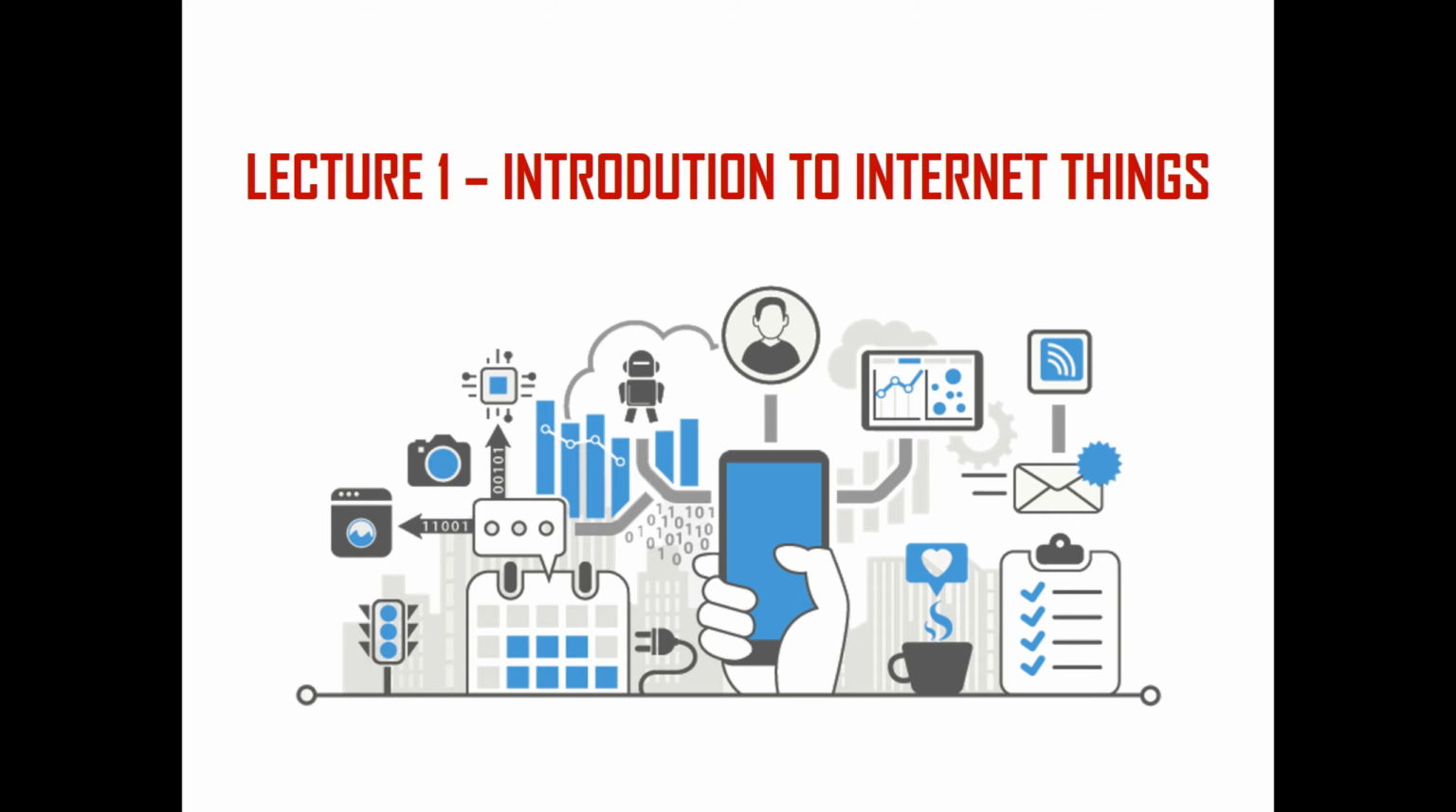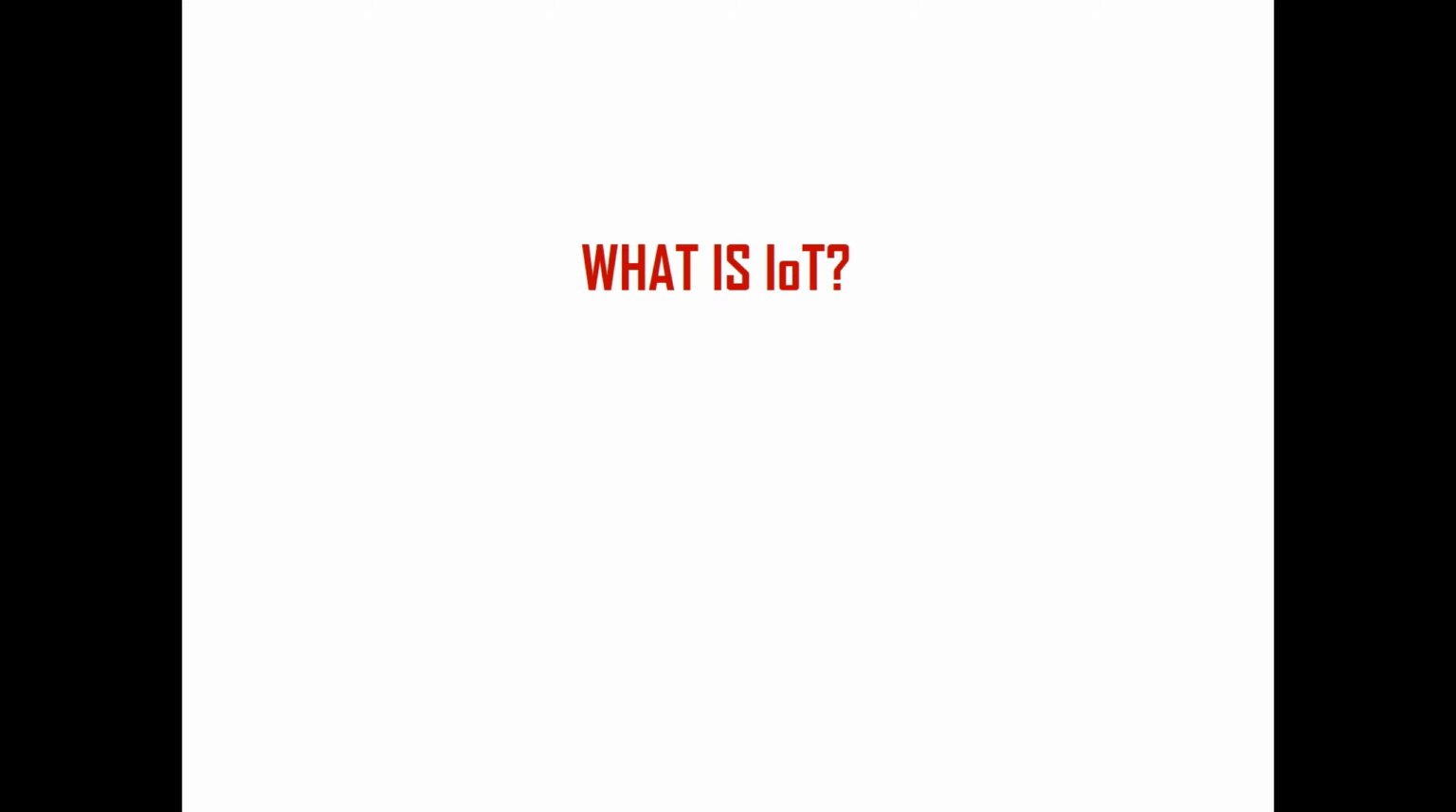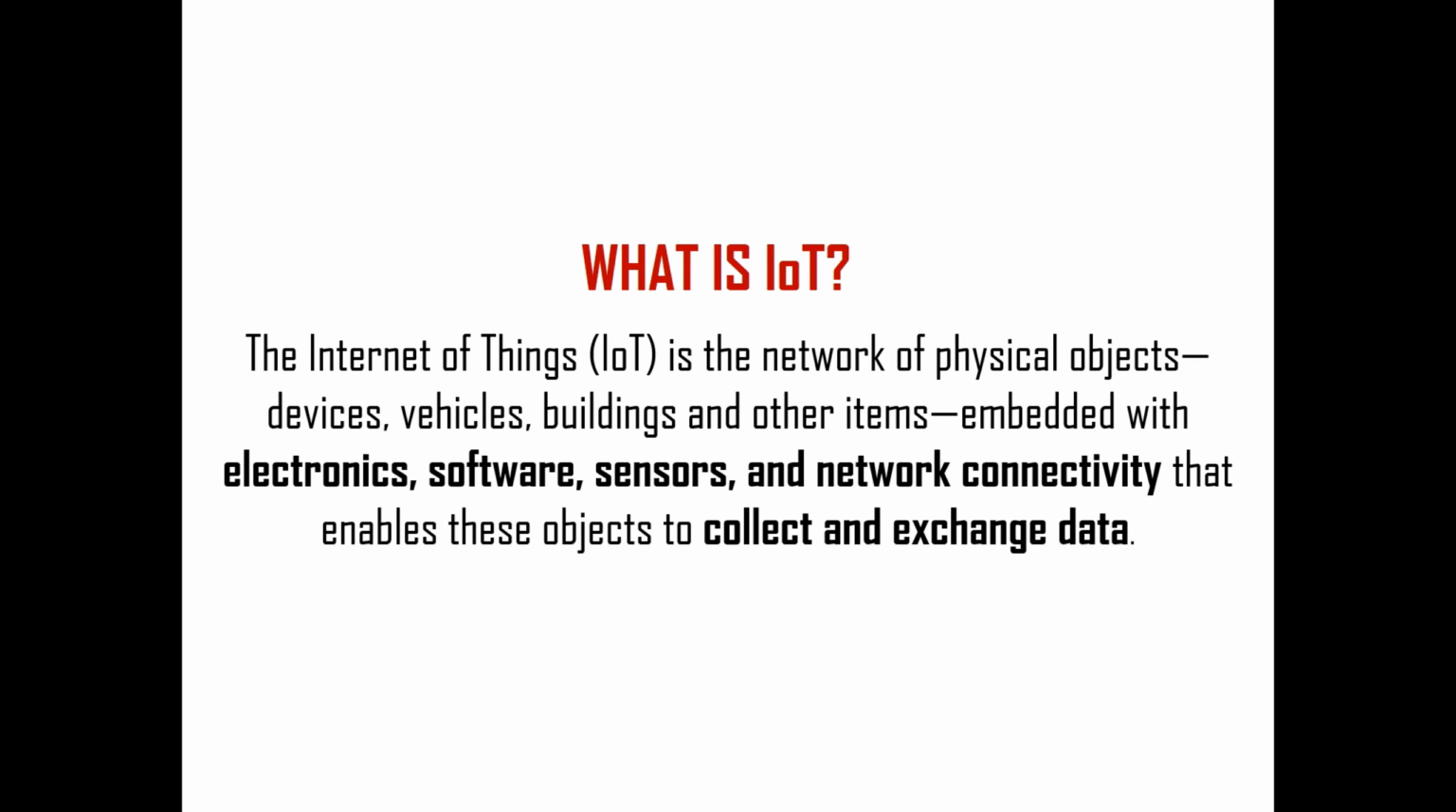Welcome to lecture 1, Introduction to Internet of Things. Internet of Things, commonly known as IoT. When a thing is connected to the internet, it's called Internet of Things, which is the network of physical objects, devices, vehicles, buildings, and other items embedded with electronics, software, sensors, and network connectivity that enables these objects to collect and exchange data. Let's see what this means with an example.